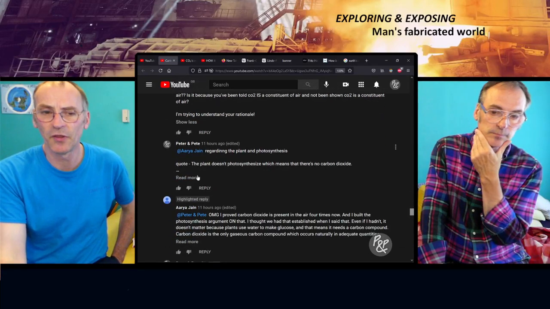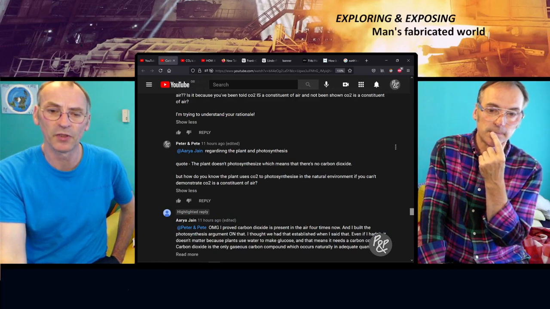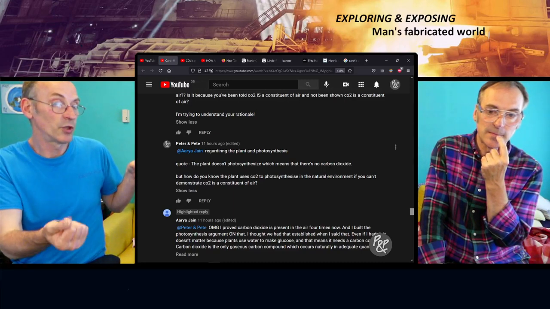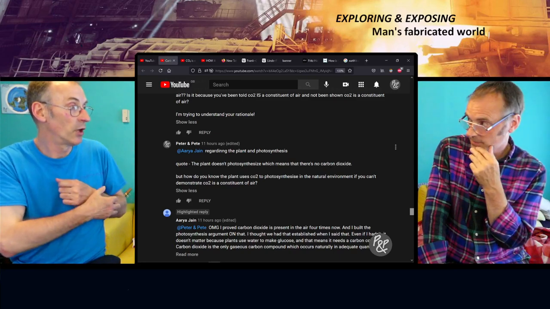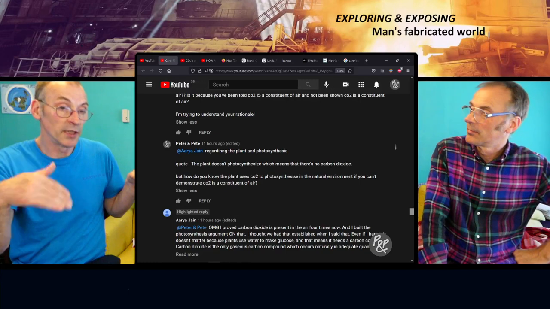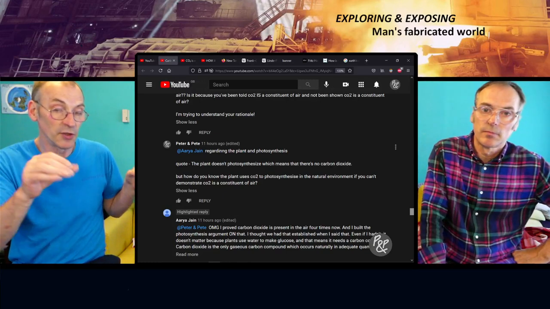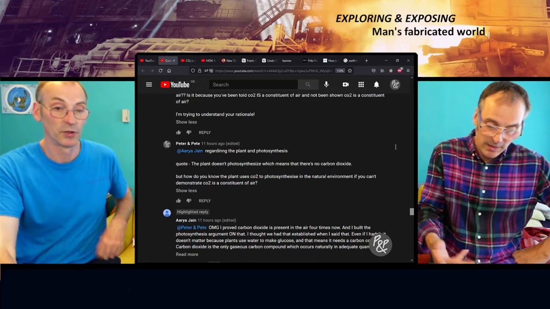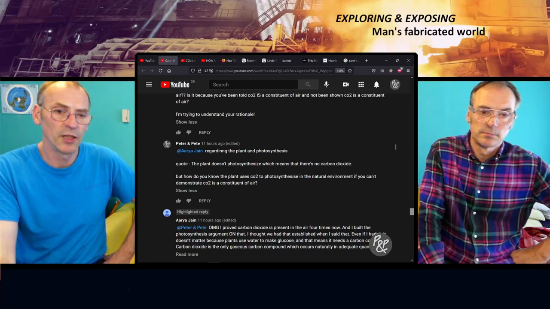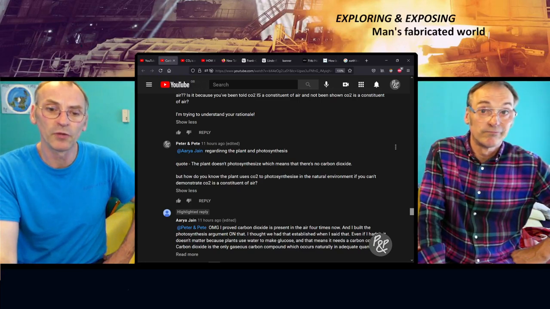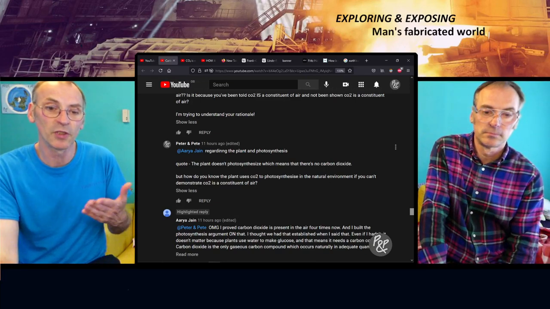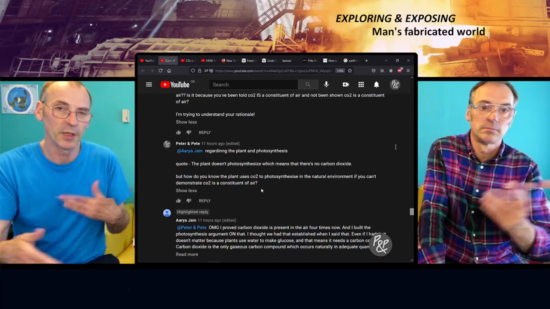Regarding the plant and photosynthesis, I've quoted him, the plant doesn't photosynthesize, which means there's no carbon dioxide. So getting back to the bell jars, the bell jar where the sodium hydroxide was and the soda lime, the one on the right-hand side, they tell you that there's no carbon dioxide in the jar. So there's no photosynthesis taking place, no production of starch. And I've asked, but how do you know the plant uses CO2 to photosynthesize in the natural environment if you can't demonstrate CO2 as a constituent of air? Can you understand where we're coming from?